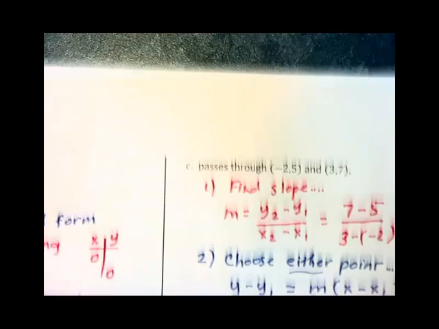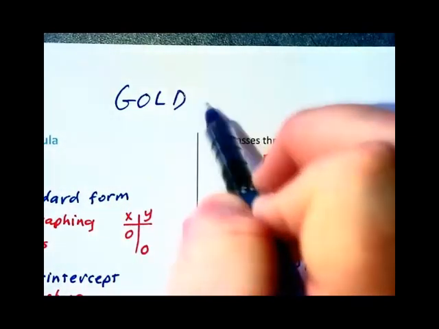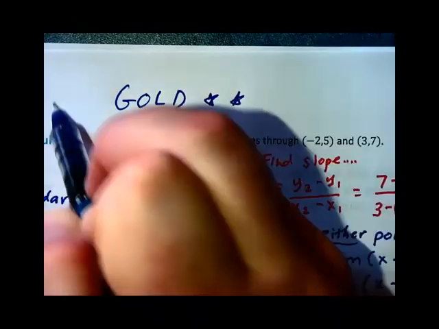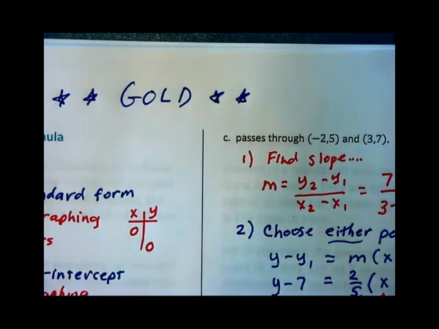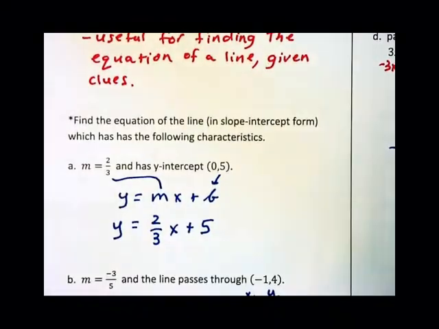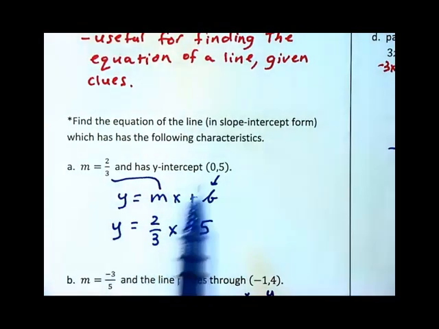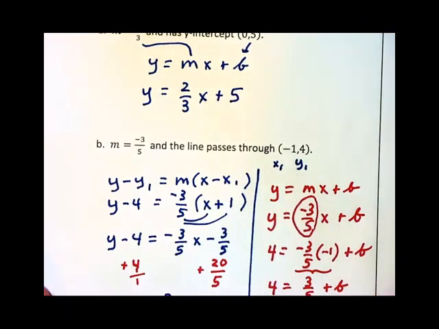Now this page had 5 patterns on it, and I personally write the word gold at the top of the page here, because this right here is going to be a sheet of gold for you as you're working your exercises, because it's got the 5 different patterns on it. In problem A, you were given the slope and the y-intercept.